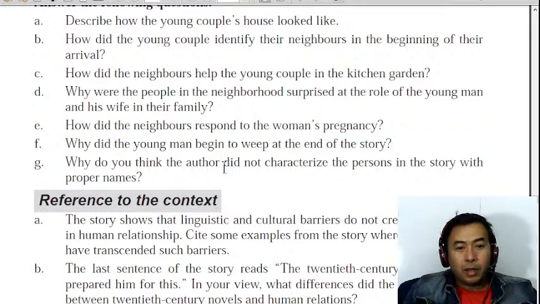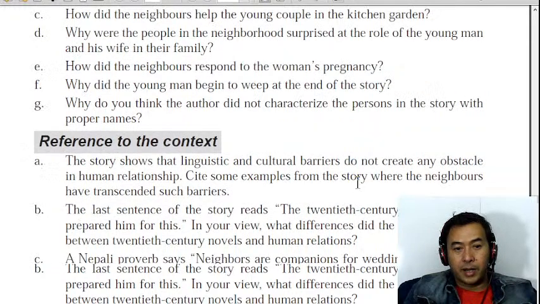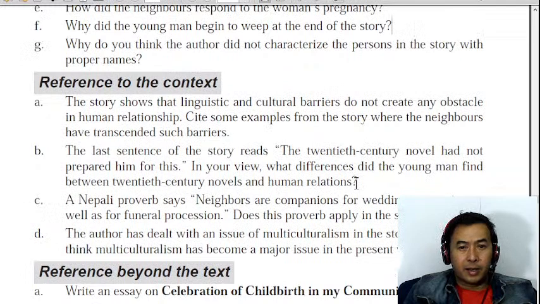Why do you think the author did not characterize the persons in the story with proper names? No names were properly given to him because he was not as bold. He was very common, he was inexperienced. He was innately, profoundly innocent. He did not have knowledge about how to handle the situation in this part of pregnancy. So we'll be talking about that in another video as well.